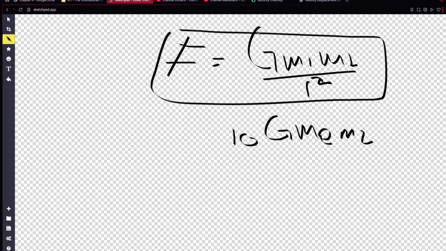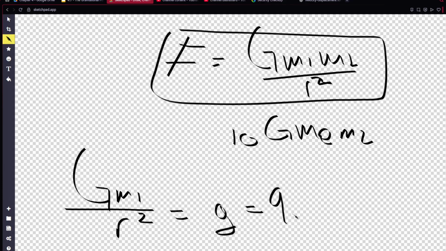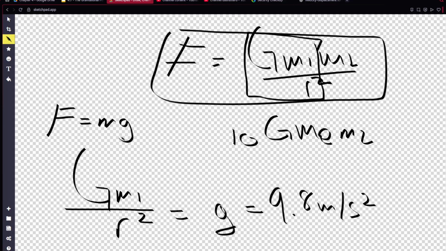But if you want to simplify it, GM1 over r squared is just gravity, which everyone knows is 9.8. Here's the squared. Negative, if you're assuming downwards, is a negative force. So we can simplify this entire part to gravity. So that's where we get the F equals mg formula, which looks quite similar to the force equals mass times acceleration formula, because gravity is just an acceleration force, and these two are the same.